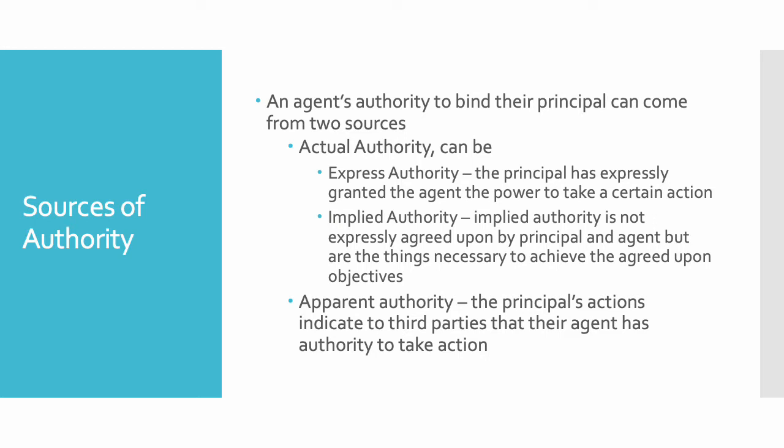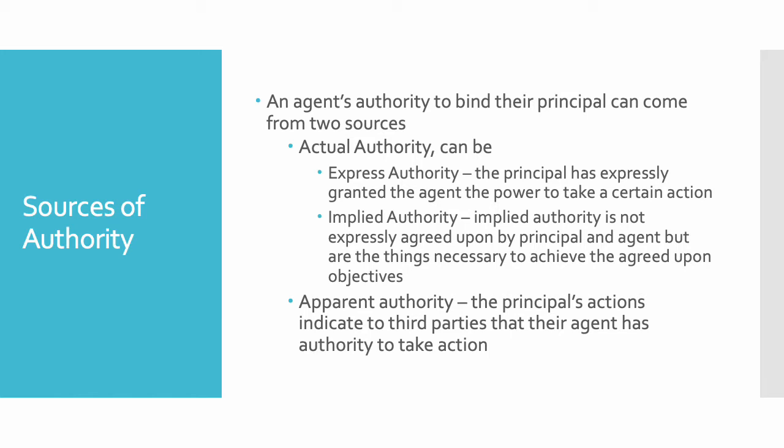Implied authority, however, are the things that are not agreed upon explicitly, but are necessary to achieve the objectives of the agency. I set up an example that we'll talk through on the next slide. So we'll work through a few examples.